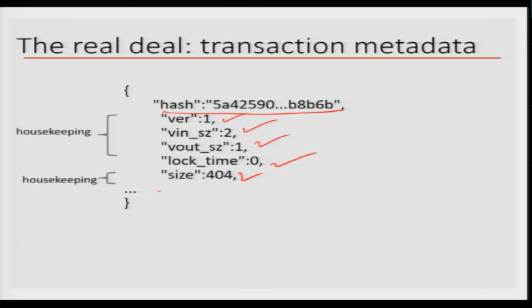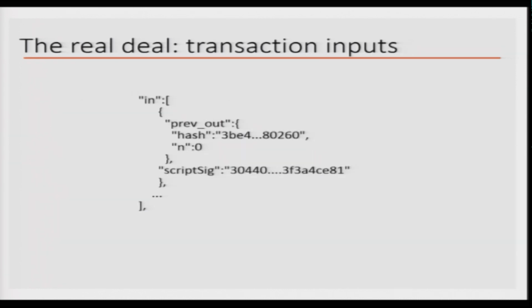This is housekeeping information, and this is the transaction hash, and lock time gives you when the transaction becomes valid. 0 means it becomes valid immediately. The input looks like this. So, you have the previous output transaction's hash here, and then this is the index of the output of the transaction, and here is the signature, and we will see what that means. This is actually a public key, and this is a script that we will understand in a little bit.